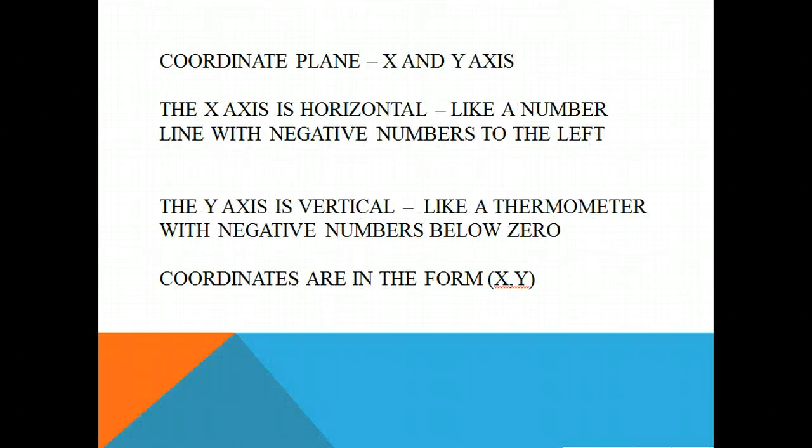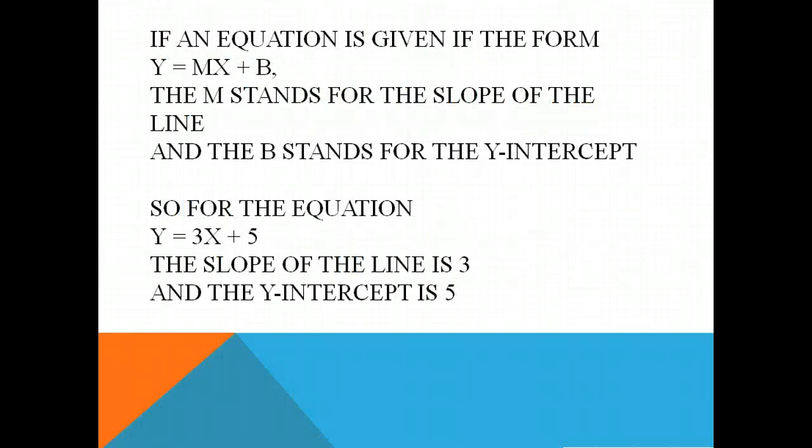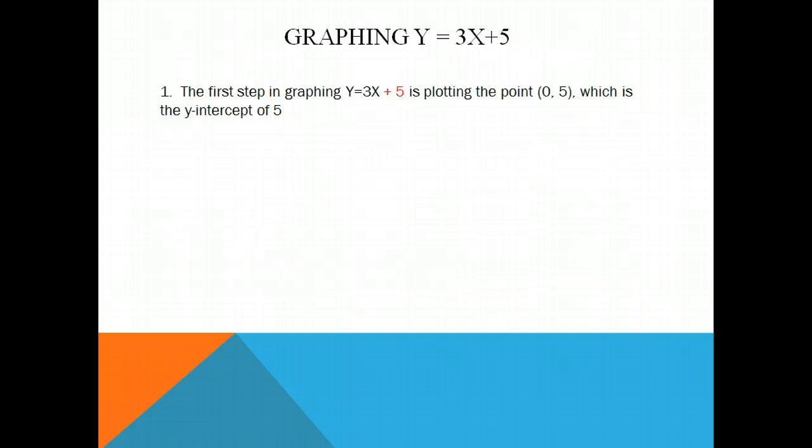Let's look at a coordinate plane. Here is our x-axis and our y-axis. Okay, in the equation, if it's given in the form y equals mx plus b, the coefficient of the x is your slope, the m is your slope, and the b is your y-intercept. So for this equation, y equals 3x plus 5, 3 is your slope, 5 is your y-intercept.